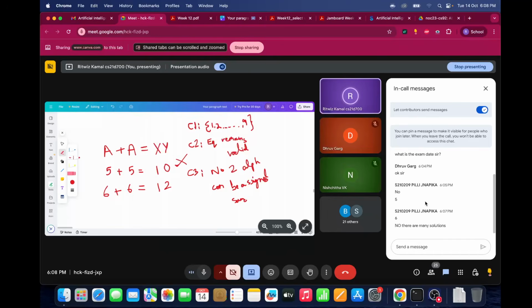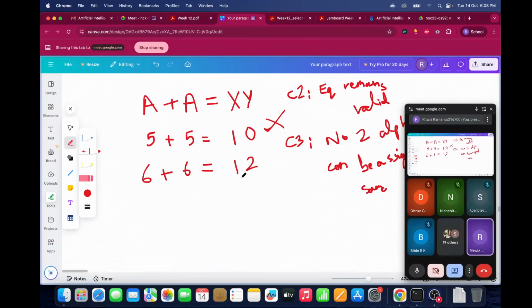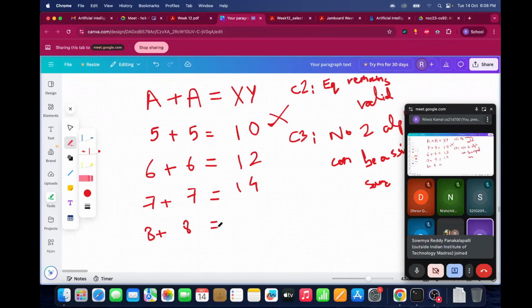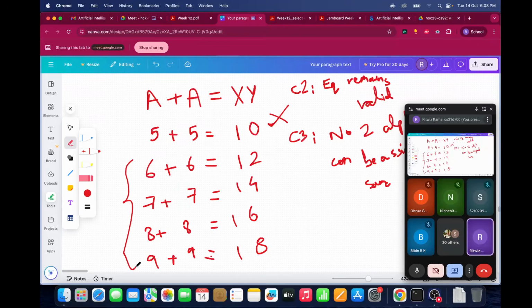There are many solutions, right? Correct. So there can be many solutions. We can assign 7 plus 7, which will be 14. We can assign 8 plus 8, which will be 16. We can assign 9 plus 9, which will be 18. No more solutions, right? So these 4 solutions.